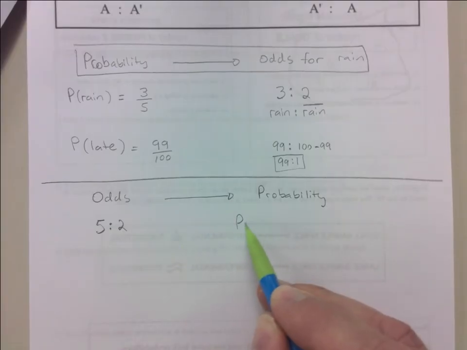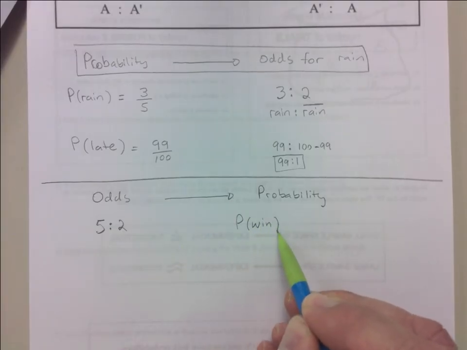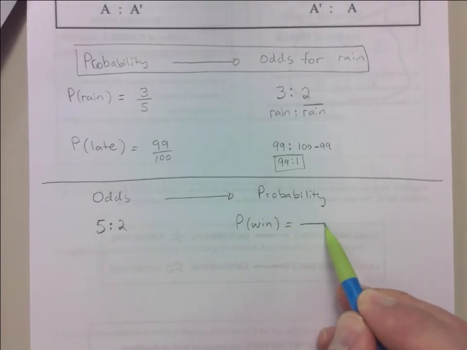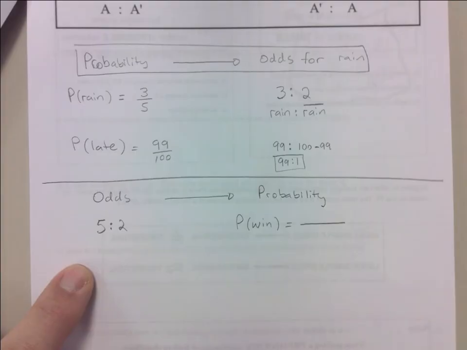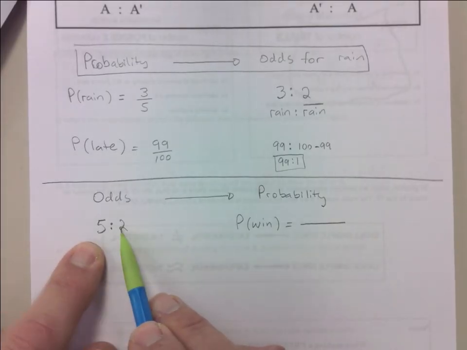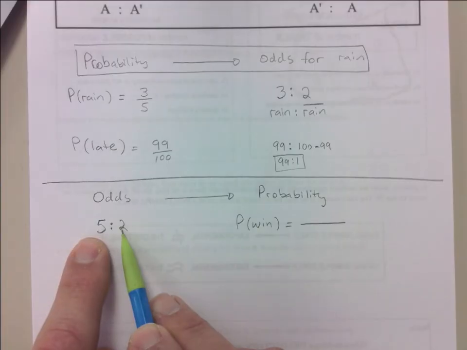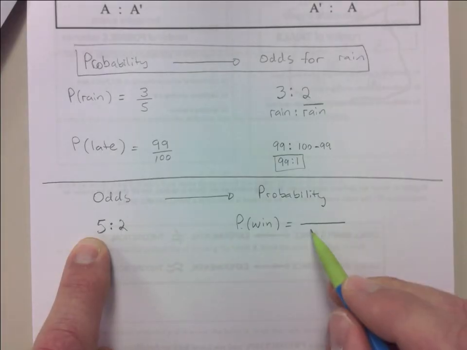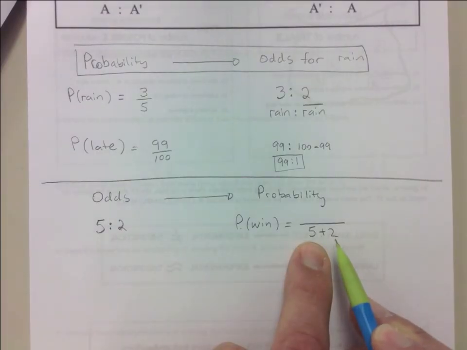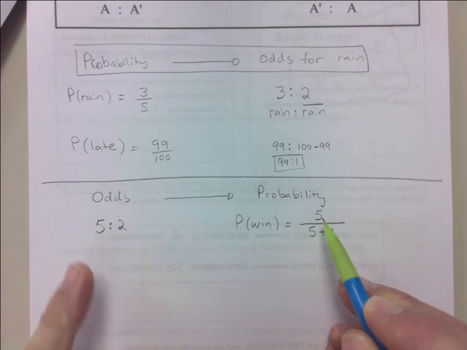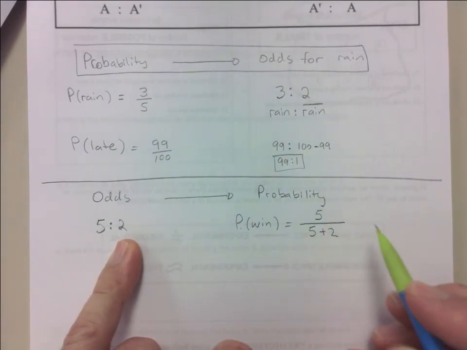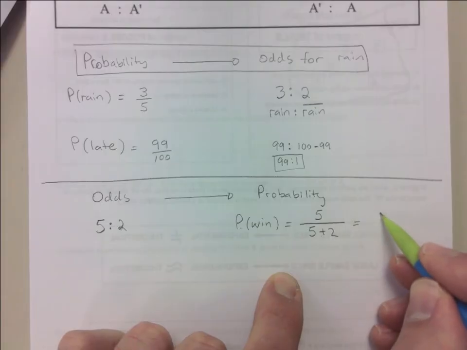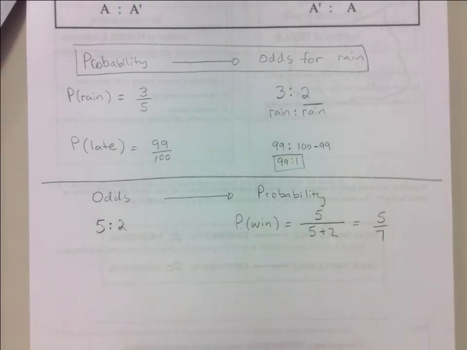Then the probability of winning is going to be, do you remember what these two should add up to? These should add up to the total. Probability wants the total in the denominator. So we're going to go 5 plus 2. You add these two numbers up. You put the 5 on top because this is winning, this is not winning. That would mean that it's 5 over 7. That's the probability of the Blue Jays winning.